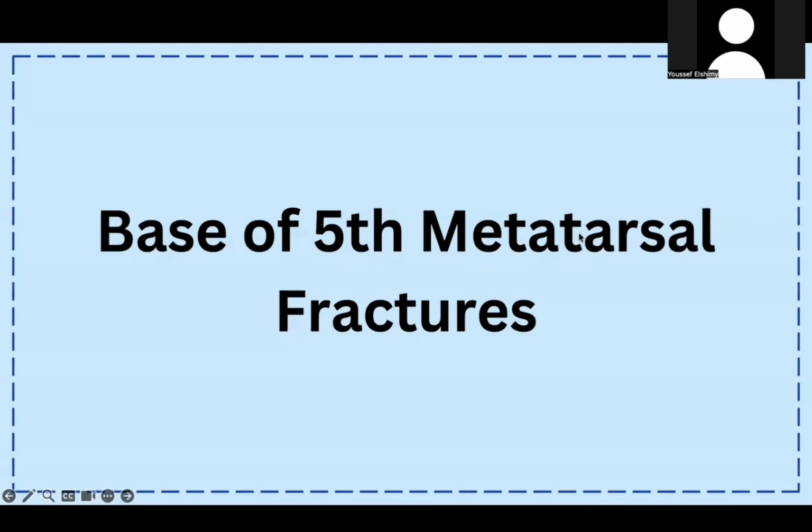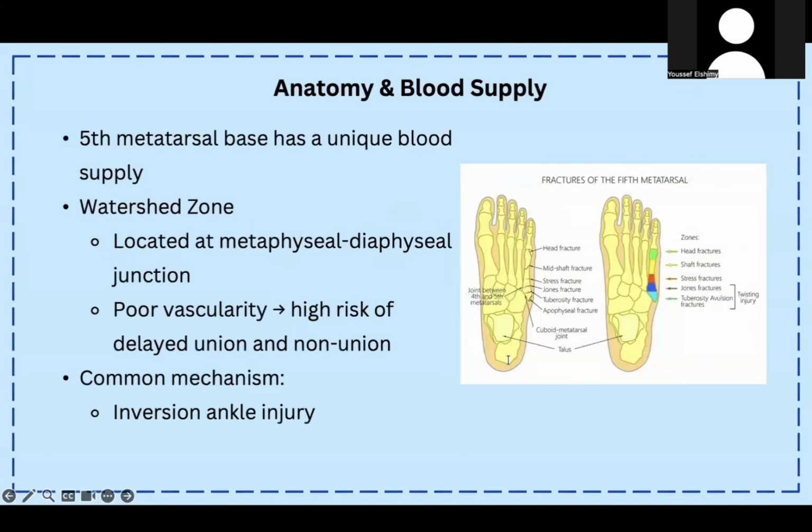All right, moving on to the last entity, which is the base of fifth metatarsal fractures. The base of the fifth metatarsal has a unique and clinically important blood supply. At the junction between the metaphysis and the diaphysis lies a watershed zone, and this watershed zone has limited blood flow. So this explains why fractures in this region have a high risk of delayed union or non-union.